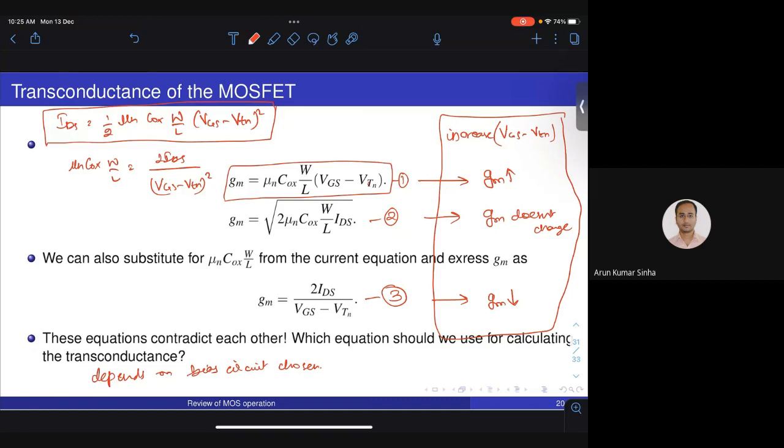So now it depends: if my bias circuit is configured in such a way that IDS is constant, which happens for example in differential amplifiers, then the GM will be controlled by equation number 2, in which case the GM is determined by the parameter which is fixed by the biasing circuit.